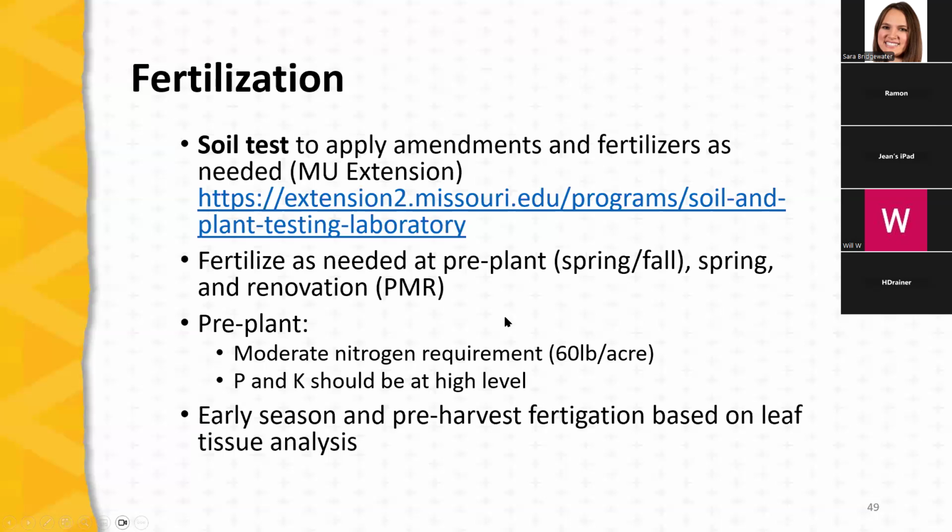In brambles, usually after planting, I mean the second, third year, we usually do tissue analysis instead of soil analysis. In the case of strawberries, if you plant every year, you do soil analysis before planting. But in the perennial matted row system, you can do tissue analysis too. Early season and pre-harvest fertilization based on leaf tissue analysis for perennial or more than one year crops.